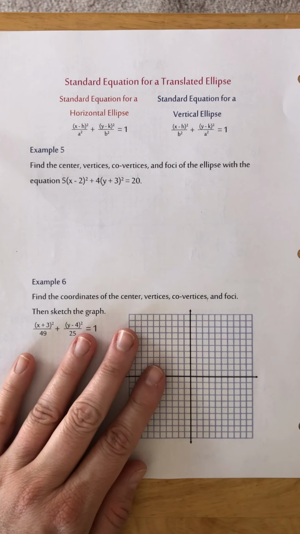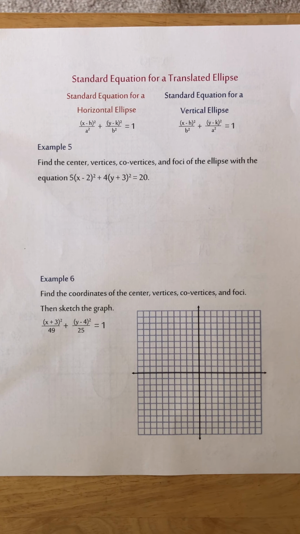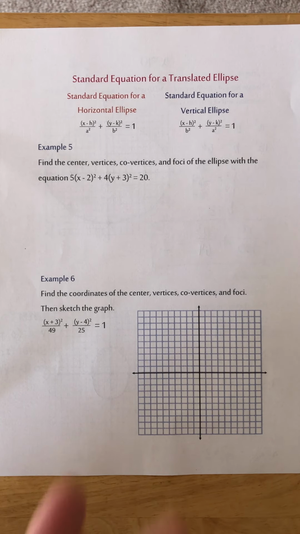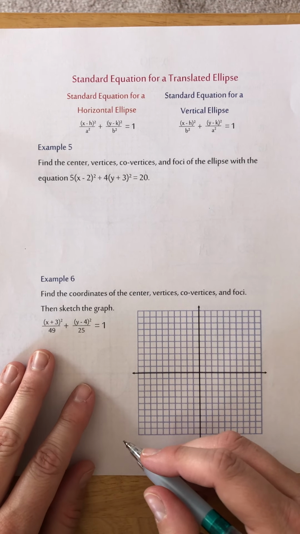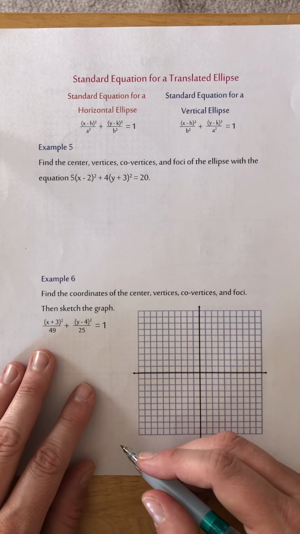Okay, so now we have a change. Here we have what happens if it's no longer centered at the origin. It really doesn't make it harder, it's just a matter of identifying the h and the k. Now for the ellipse, just like for the circle, the h is always going to go with the x, the k is always going to go with the y. The same thing is happening here. So example 5, we're not going to graph this one, but we're going to find the center, the vertices, the co-vertices, and the foci. And notice that right now it's not in standard form.